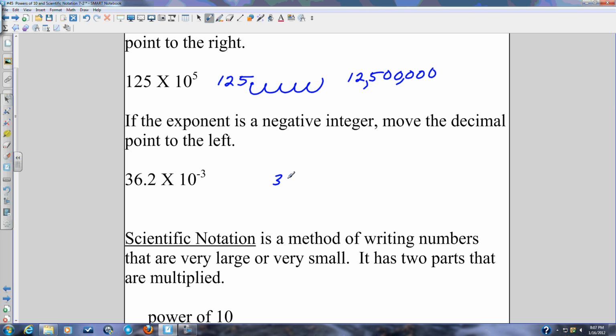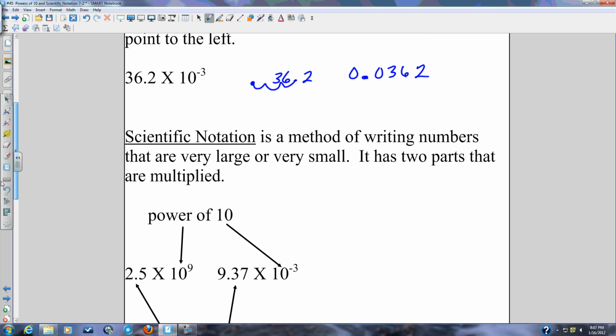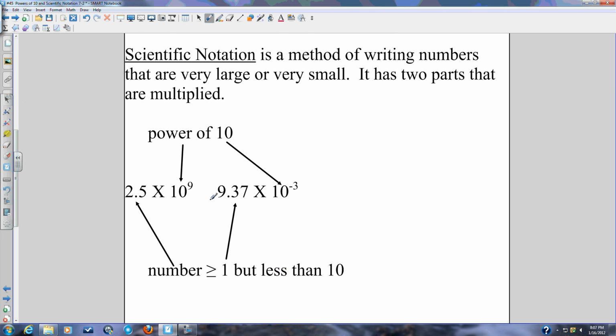If the exponent is a negative integer, move the decimal point to the left. So as in 36.2 times 10 to the negative 3. Take the decimal point, move it 3 places to the left. So we will end up with 0.0362.